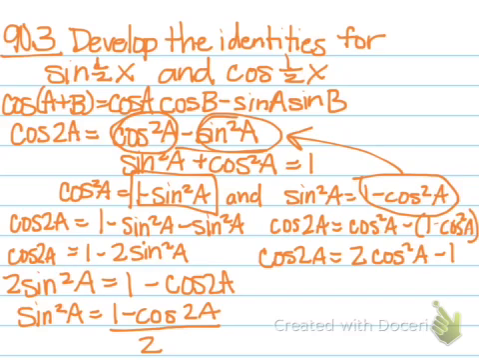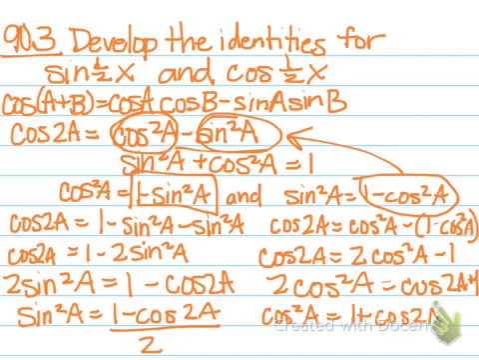We're going to do the same thing over on the other side. We're going to get cosine squared A by itself. So 2 cosine squared A is equal to cosine 2A plus 1. And then divide everything by 2. So we end up with cosine squared A equals 1 plus cosine 2A divided by 2.